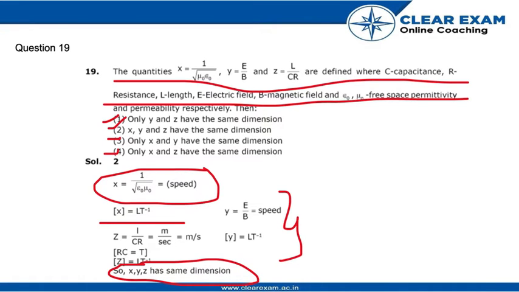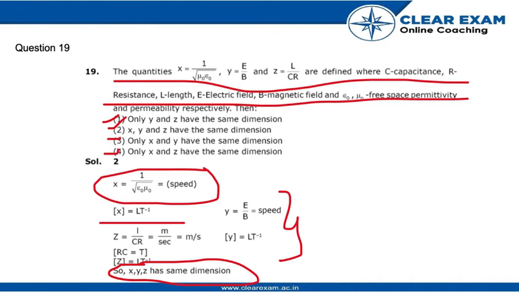So now let's understand the solution. We have been given that x equals 1 upon root under epsilon naught mu naught, which is the speed, and the dimension of x is L T inverse. The value of y, that is speed, is equal to E upon B, and z is L upon CR, and its unit is meter per second. Also, it is important to mention the dimension of y is L T inverse.